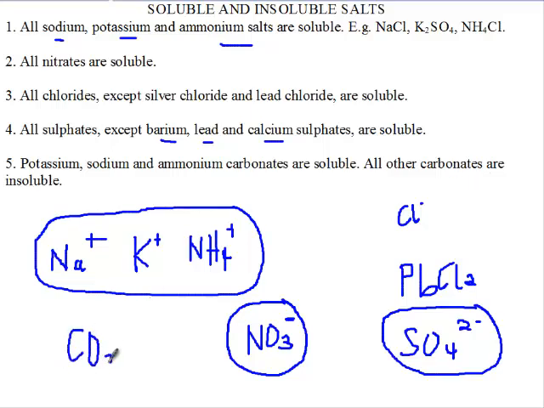So CO3 2-. Only potassium carbonate, sodium carbonate, or ammonium carbonate combined with this will be soluble. All others will not be soluble. So these are the salts that are going to be soluble in water, with their exceptions, the ones that are not going to be soluble in water.